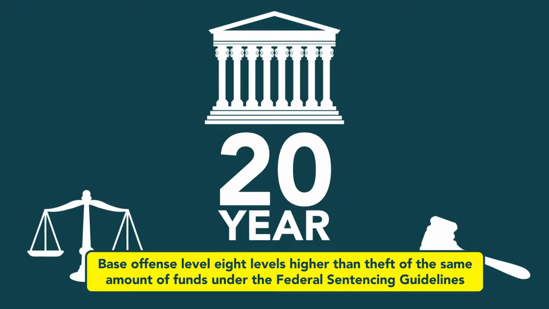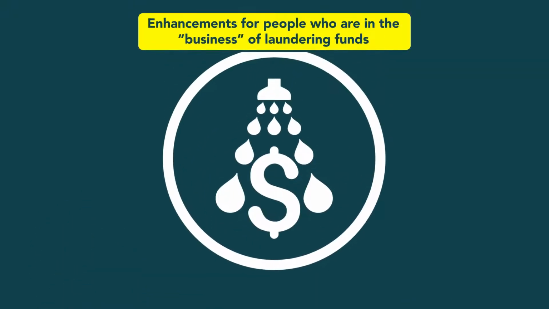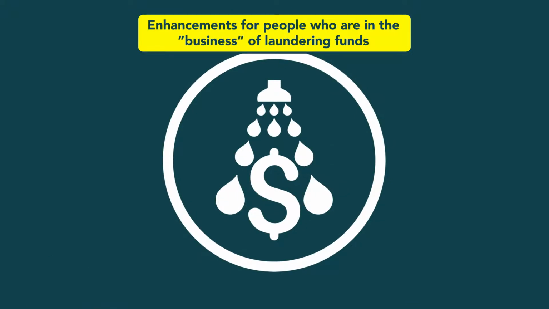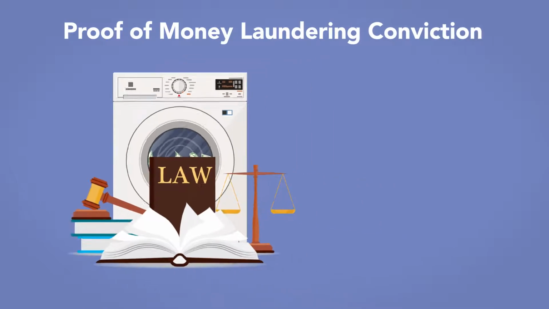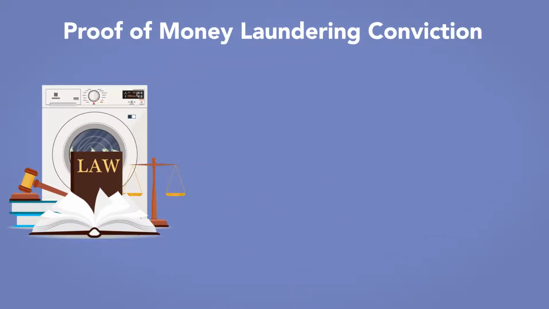The seriousness with which federal law takes money laundering is reflected in its 20-year statutory maximum sentence, and a base offense level 8 levels higher than the theft of the same amount under the federal sentencing guidelines, and enhancements for people who are in the business of laundering funds. The necessary proof to obtain a money laundering conviction can be broken down into 4 elements.